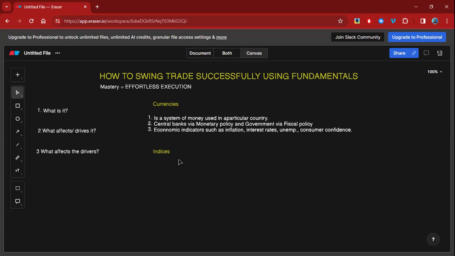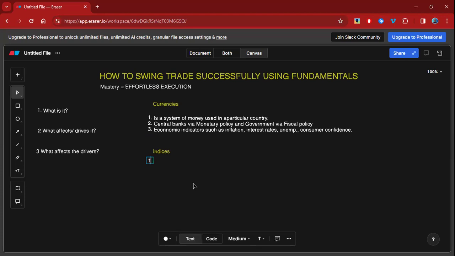In Europe, we have the German 30, of course, which Germany falls under Europe. So that is what I'm referring to when I'm talking about indices. When it comes to indices, we're going to answer the same questions. It's a different class of the financial markets. It's not a class in itself, alone, but it's within the financial market.